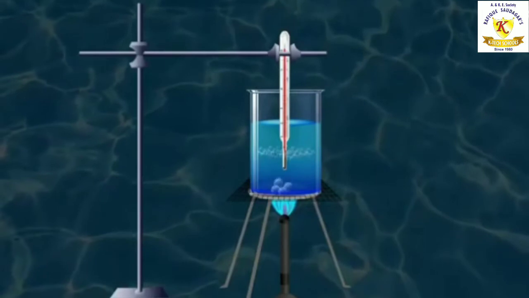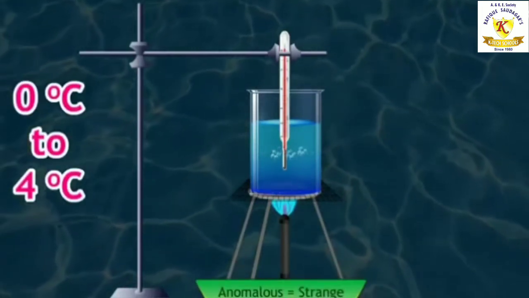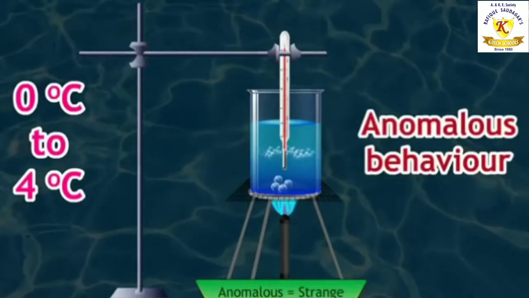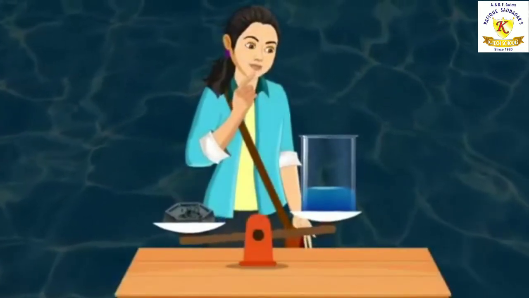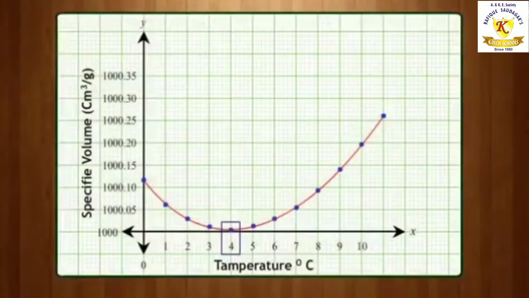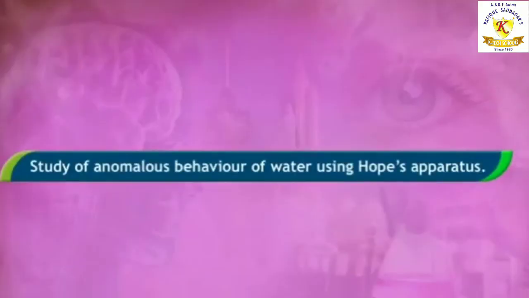The behavior of water between 0 degrees Celsius and 4 degrees Celsius is called the anomalous behavior of water. If 1 kg of water is heated from 0 degrees Celsius and its volume is plotted as a function of temperature, we get the graph shown above. At 4 degrees Celsius, the volume of water is minimum. It means that the density of water is maximum at 4 degrees Celsius.